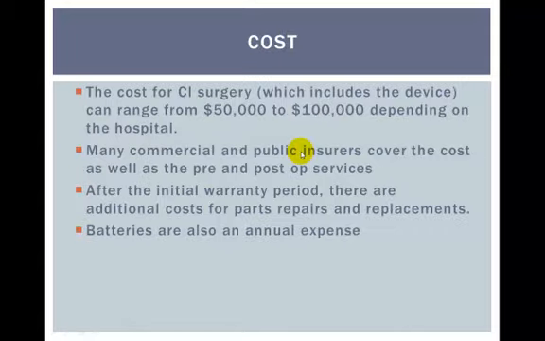Okay, the cost. So let's talk about the cost for this. The cost for cochlear implant surgery, which includes the device, can range from $50,000 to $100,000 depending on the surgeon and the hospital. Many commercial and public insurers actually cover the cost as well as the pre-op and post-op services, and we'll review some of those. There are warranties on these components, but there are some additional costs for replacements, and the batteries are an annual expense. But there are many insurance companies that will cover this device, particularly for children if they meet the requirements.